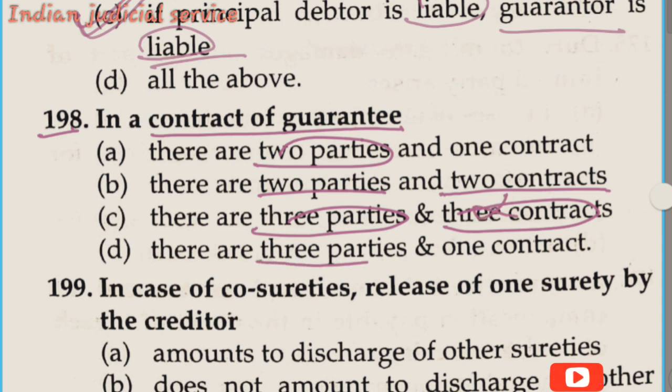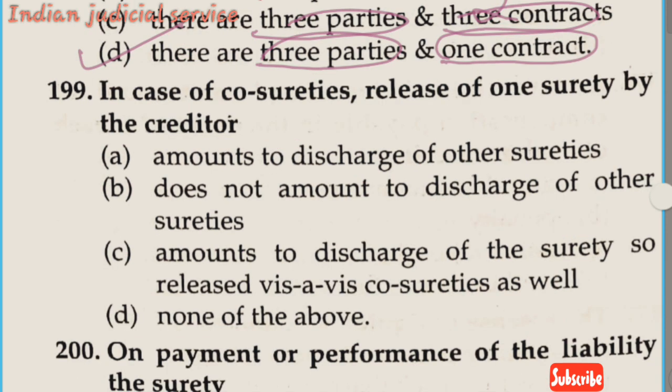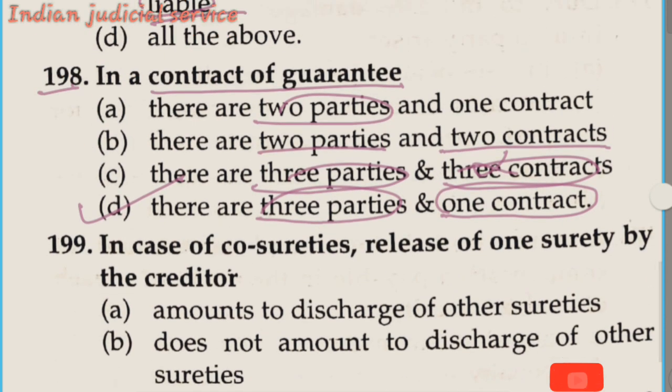Option D, there are three parties and one contract. Yes, this statement is correct. The contract of guarantee has three parties and one contract. And what are the three parties? The first one is the principal debtor, the second one is the surety, and the third one is the creditor. So these are the three parties of the contract of guarantee. So the answer to this question is option D, and this is provided in Section 126 clearly.